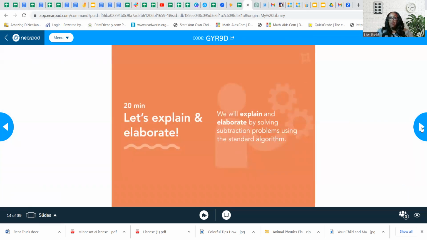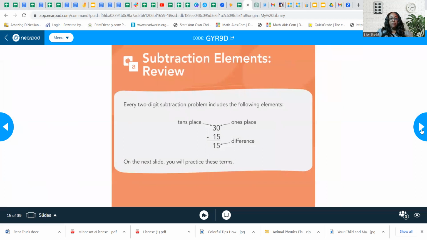Now let's explain and elaborate. We're going to do some practice problems together using the strategies on how to regroup numbers. Every 2-digit subtraction problem includes the following elements. Tens place, that's the 3 and the 1. Then you have the ones place, the 0 and the 5. And so we have to identify the difference. That means we have to identify the answer of the problem. All right, on the next slide, we're going to practice these terms together.